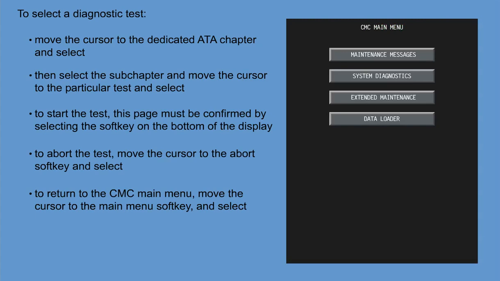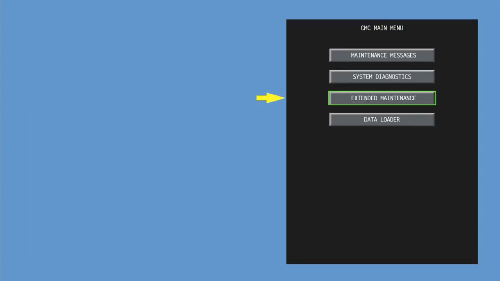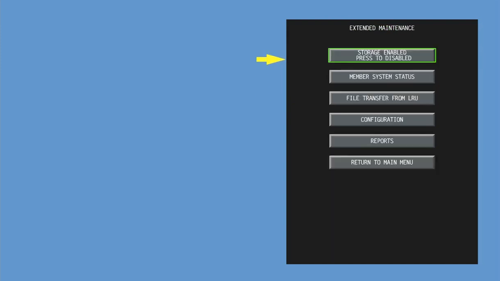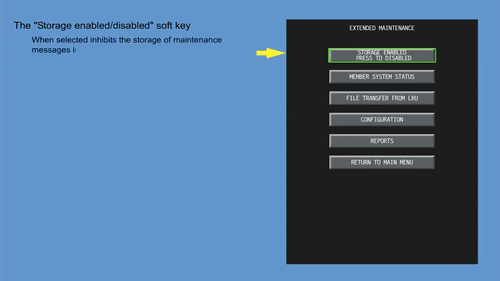After selecting the Extended Maintenance soft key, the following soft keys will pop up. The Storage Enabled/Disabled soft key, when selected, inhibits the storage of maintenance messages in the fault history database. This function is normally used during aircraft maintenance. Selection of this key is indicated by the text "Working" inside the label, and changes into "Storage Disabled, Press to Enable" when the process is completed. In order to re-enable storage, the soft key must be selected again.